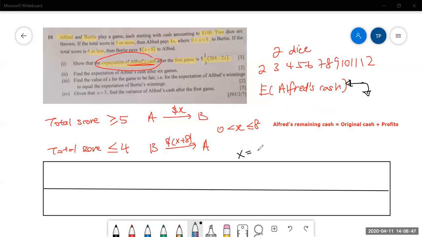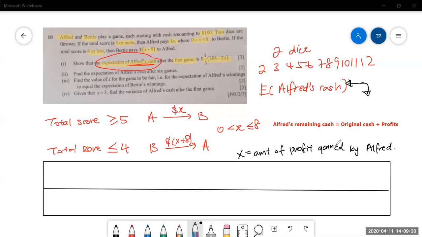So now X is equal to the amount of profit gained by Alfred. Because profit can be negative, right? Negative profit means loss. Make sense? Yeah. Oh my god. Wait, then isn't there two parts to this? Because either he pays or he gets. Yeah, correct. Either he pays or he just gets.